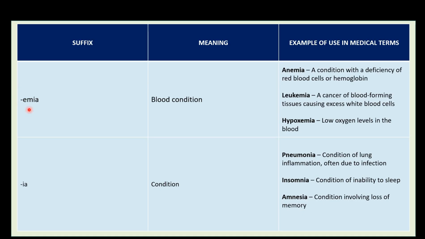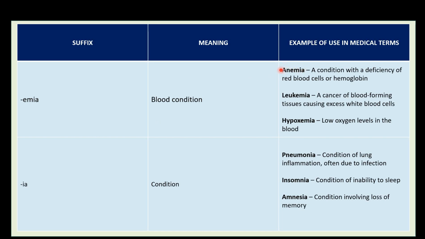The first suffix that we are going to discuss here is emia. That is mainly used in order to show some condition related to blood. So whenever you see emia as a suffix in any medical terminology, then you can easily relate it with some blood condition.